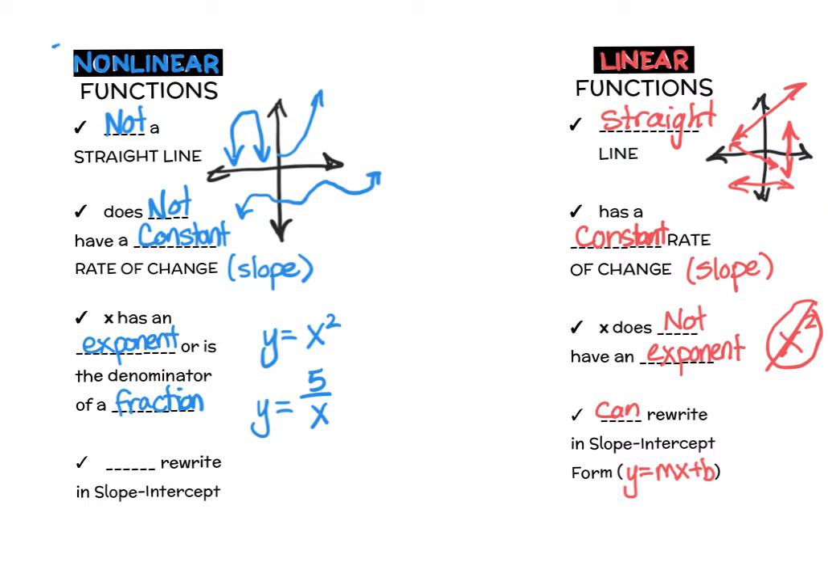So finally, you cannot rewrite in slope-intercept form with nonlinear functions. So y equals mx plus b is not going to work here. All right, so that's what we got on the first page. When you produce your foldable here, these two pages just simply fold over, and it makes like a double door foldable.